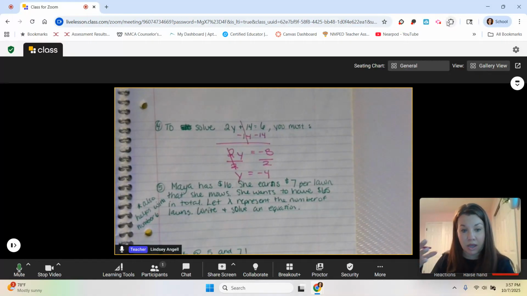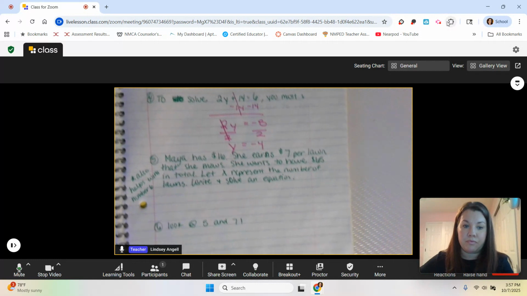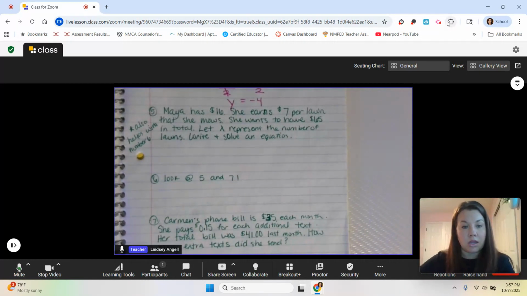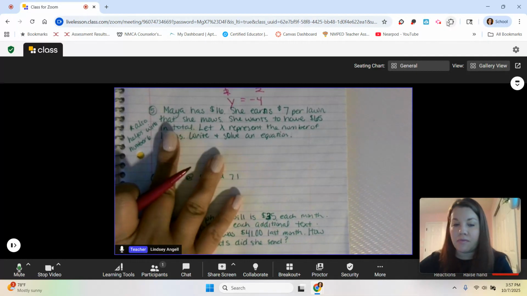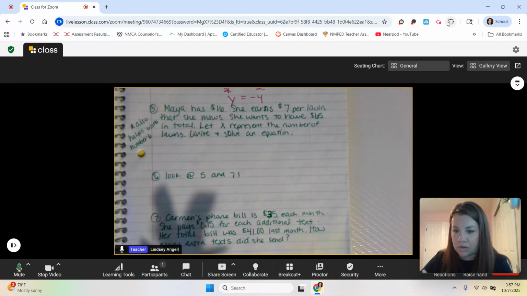So just think about it. You have to describe it. What are the steps that we're taking to solve? Number 5 also helps with number 6. Like 5, 6, and 7 are all very closely related, so any one of those could help with any of the others.